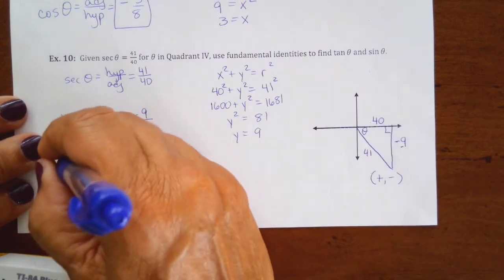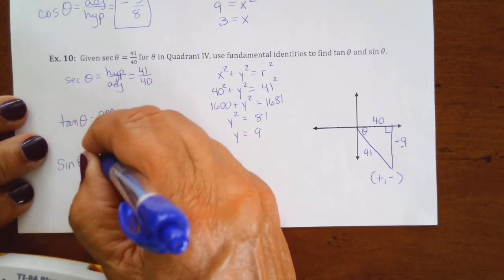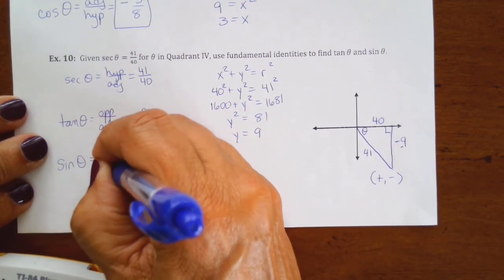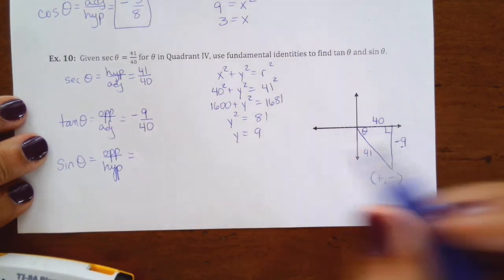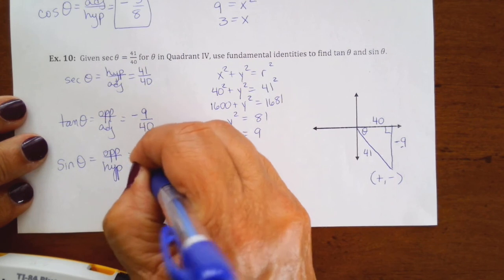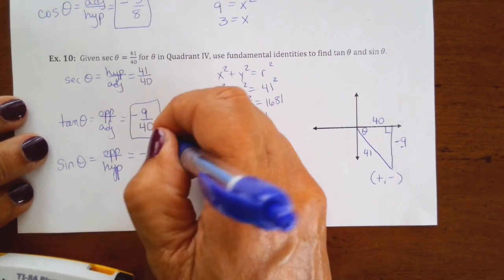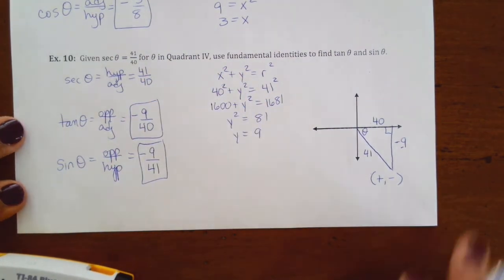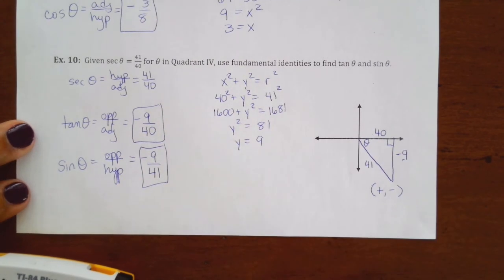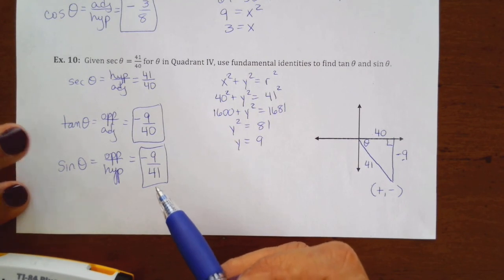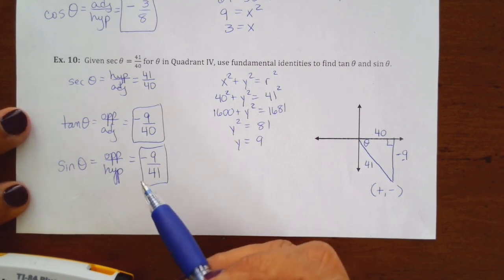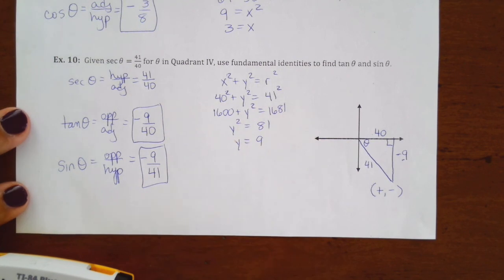The sine of theta: sine is opposite over hypotenuse. So the opposite is negative 9, over the hypotenuse, negative 9 over 41. In trig, you have to be really careful with the signs. If you put positive answers there, you're going to get it wrong, and I can't give you credit for just missing the sign. That is totally wrong. So you have to be very careful when you answer these.